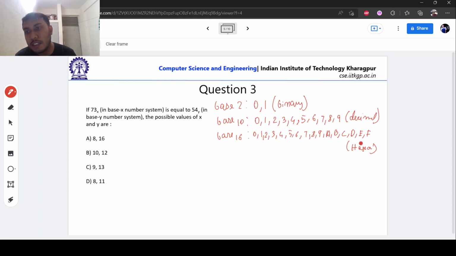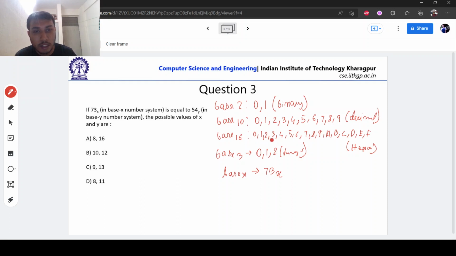So here it is said 73 is the number in the X base system, and 54 is the corresponding number in the Y base system. You need to find out the value of X and Y. Suppose there is another arbitrary base system, like base 3, which can have only three values, ternary. So here it is called base X, and it is written 73x.